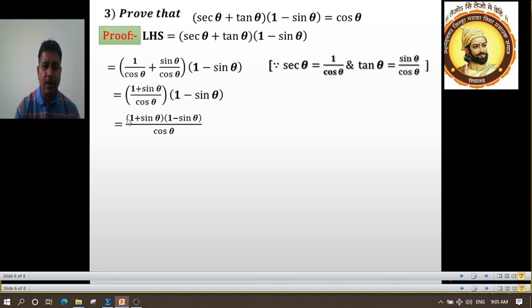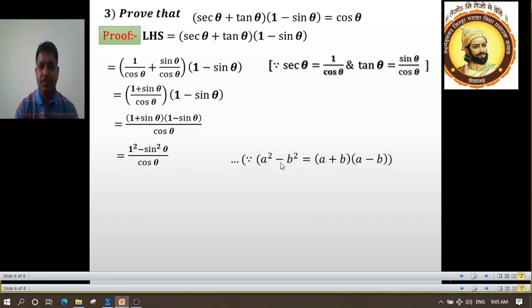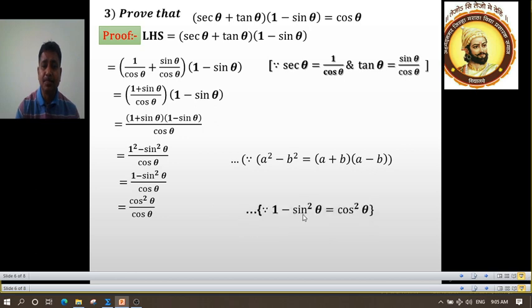Now see, the numerator is in the form a plus b into a minus b. Using a plus b into a minus b, that is a square minus b square, that is 1 square minus sin square theta upon cos theta as it is, using the identity a square minus b square is equal to a plus b into a minus b. So 1 square minus sin square theta means 1 minus sin square theta divided by cos theta. What will that be? 1 minus sin square theta is equal to cos square theta. Therefore cos square theta upon cos theta, using the identity 1 minus sin square theta is equal to cos square theta.